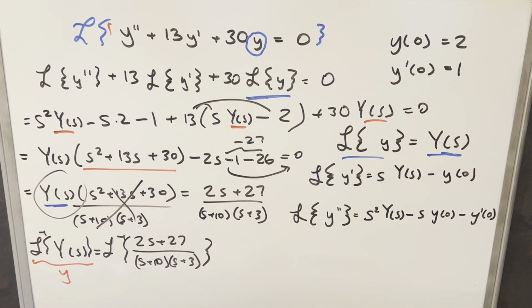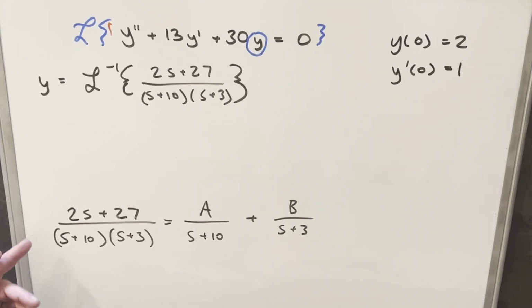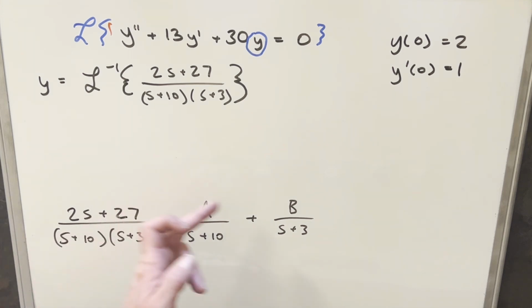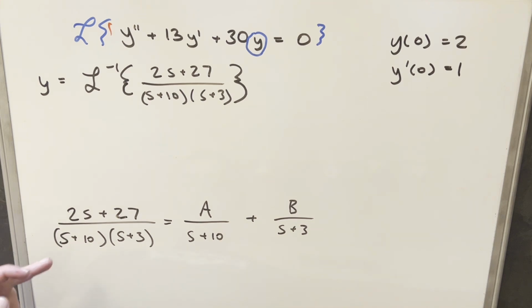But the only tricky thing is if we look at our Laplace transform table, there's nothing that looks quite like this. So what I'm going to do is we need to do partial fractions and then we can split this thing up. Okay, so we have here our setup for partial fractions. And so what we'll do is use the cover-up method on this to solve for these constant values a and b.